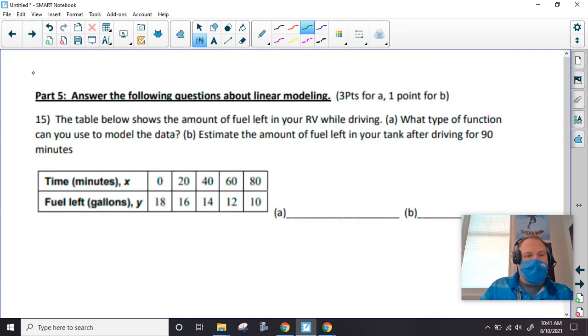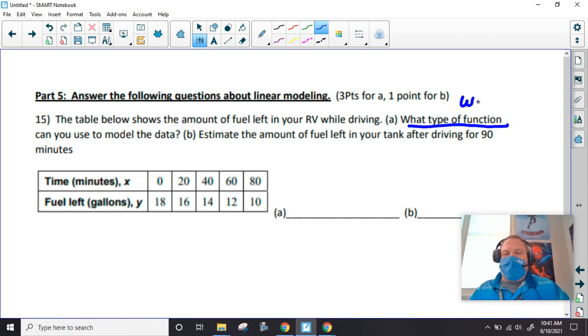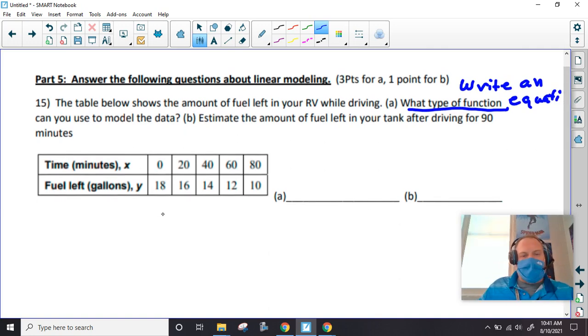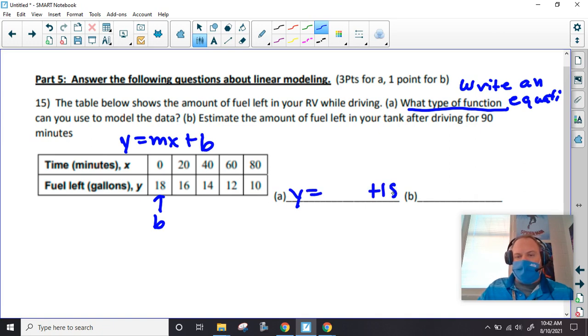Moving on. All right, the table below. Now, when this says what type of function, I need to write this better. It should be write an equation. So luckily for this, this is our b right here. So we already have our stuff for the y equals mx plus b. We could actually say y equals, and then I can put plus 18.